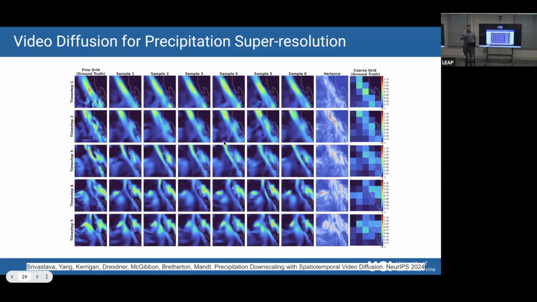What temporal scales are you conditioning on for the generation process? I think it's 3 hourly or 6 hourly. I think 3 hourly. Yeah. Okay.